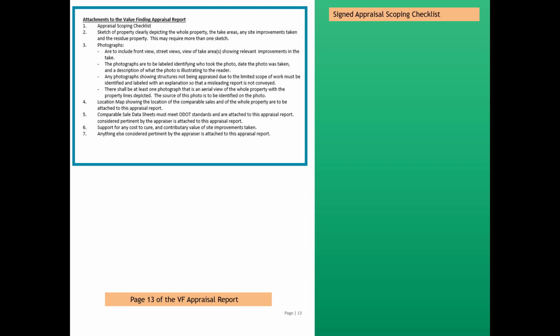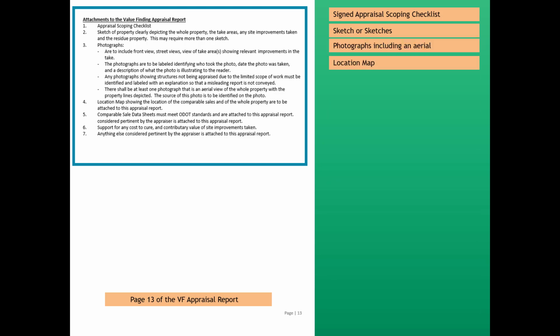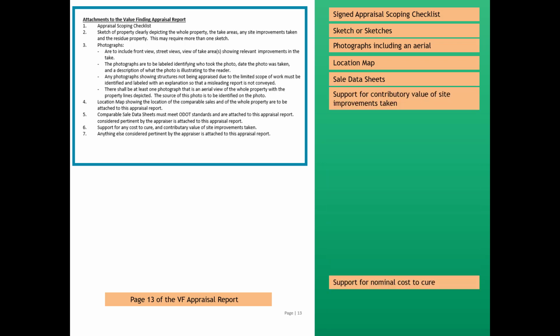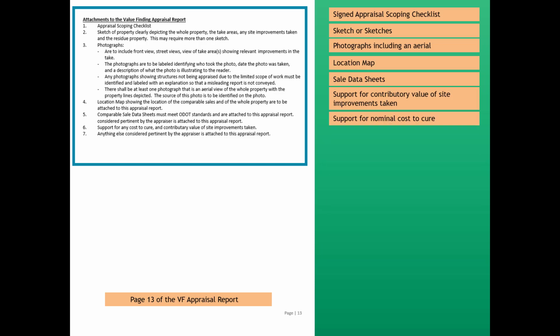All right, now the last part of the Value Finding Appraisal Report are the required attachments to the Value Finding Appraisal Report. And they include the signed appraisal scoping checklist, sketch or sketches, photographs including an aerial, location map, sale data sheets, support for contributory value of site improvements taken, support for any nominal costs to cure, and anything else considered pertinent.